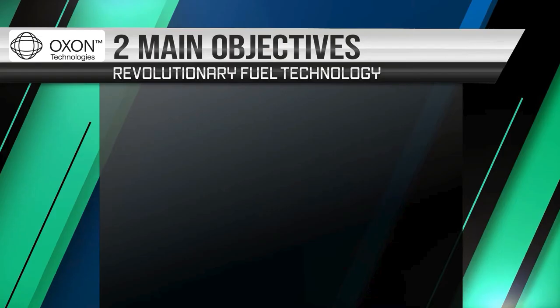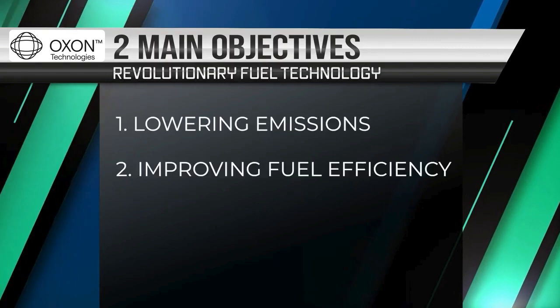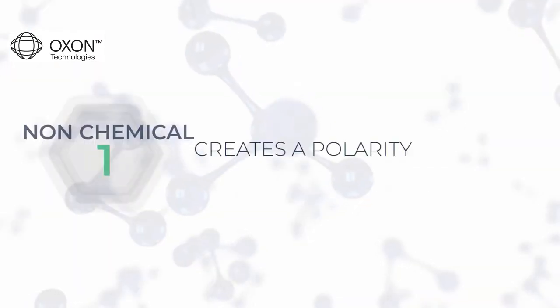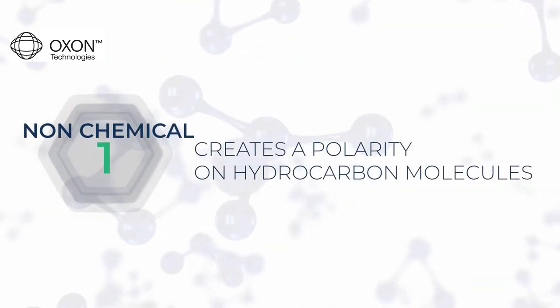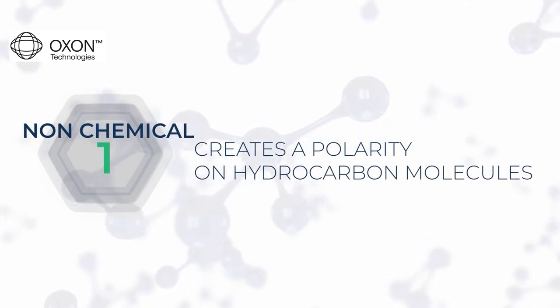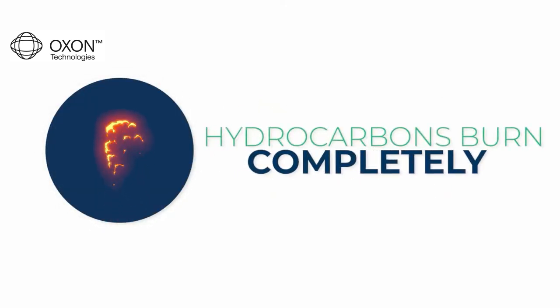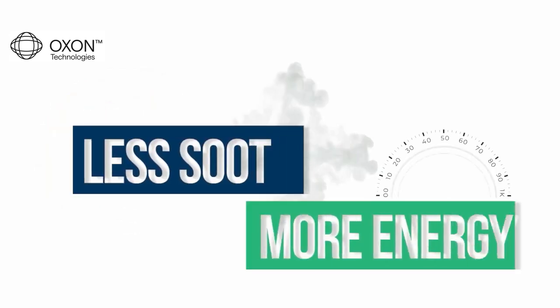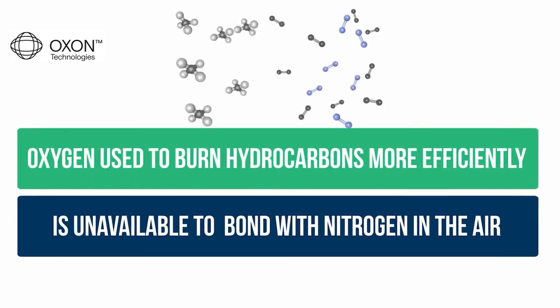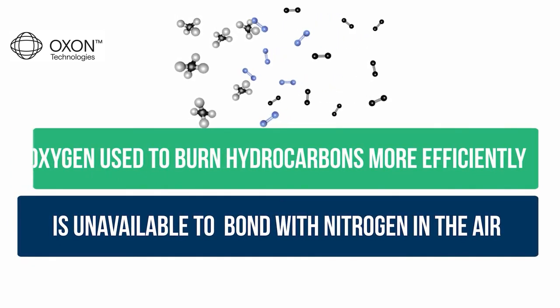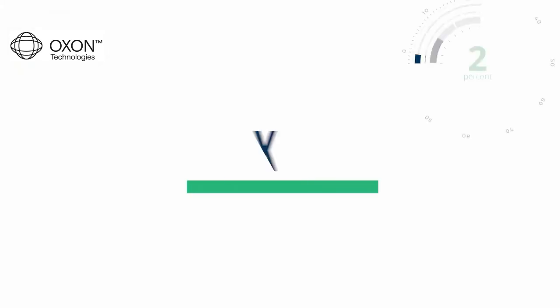Oxon accomplishes its two main objectives, lowering emissions and improving fuel efficiency, with a single, non-chemical mechanism of action. It creates a polarity on hydrocarbon molecules in fuel, so they attract oxygen in the air during combustion. This results in hydrocarbons burning completely, so less soot and releasing more energy from a given amount of fuel. And since the oxygen is used to burn the hydrocarbons, it's not available to bond with nitrogen in the air to create cancer-causing NOx. So having said that, allow me to illustrate and explain.